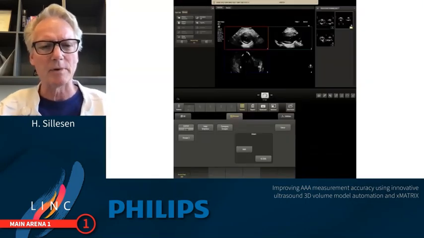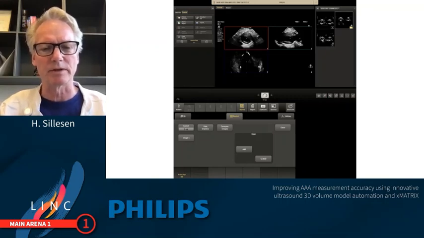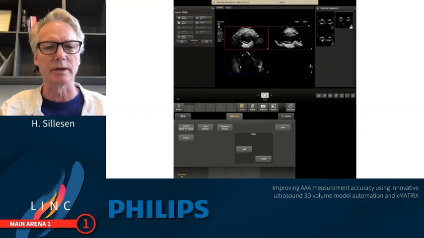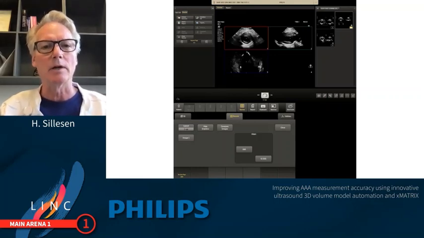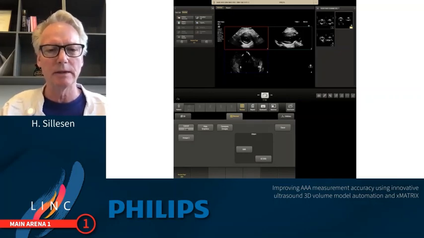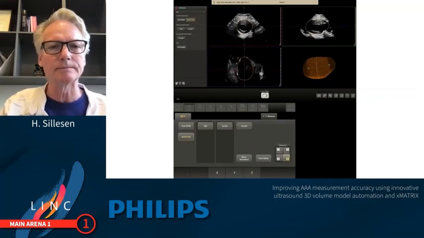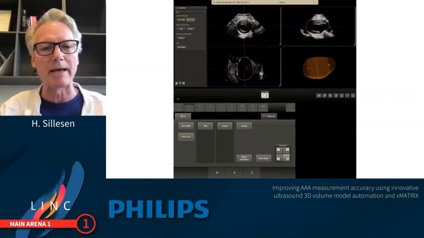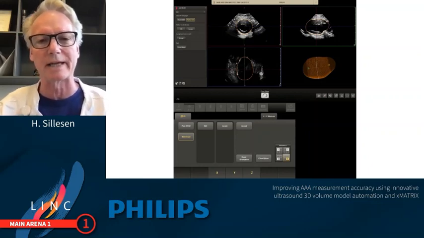So with the app on the scanner, it's really become much easier. Notice on the bottom part of this image, you can see there is a black box called Q apps, and there is a button you can press that says AAA. And on the top, you see we just did a 3D acquisition of a virgin aneurysm with a big thrombus. And I then press the AAA button, and the system automatically makes this segmentation. Just as you saw before, it takes somewhere between 20 and 40 seconds.